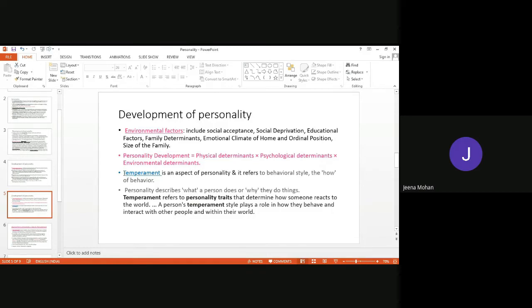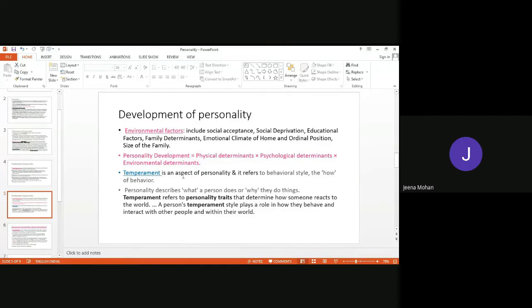We know that all of us behave differently in a particular situation. So temperament means it is an aspect of personality, or a behavioral style, and it refers to how a person behaves in a particular situation. For example, suppose when an exam comes, there is a category of students who take it as a very easy thing, but some students find it very difficult, or they pass through a very stressful phase when they face an exam. So that means temperament means they are more prone to anxiety. So it is a behavioral style, or it is the how of the behavior. That means it is how a person behaves in a particular situation.